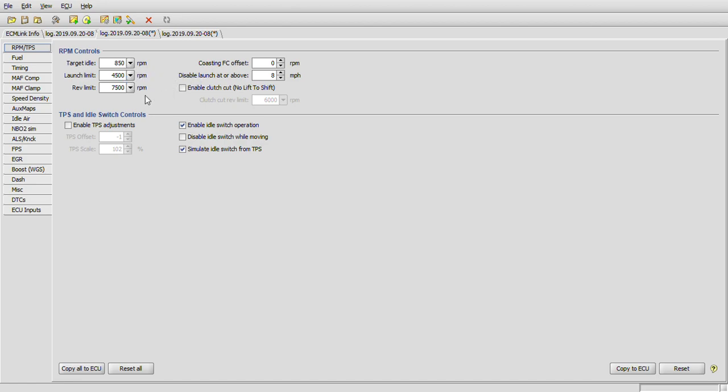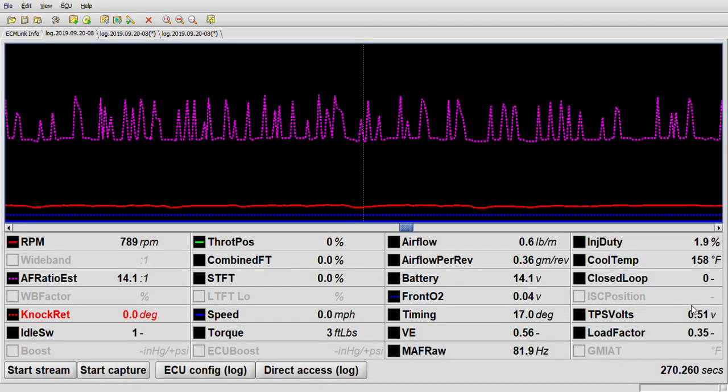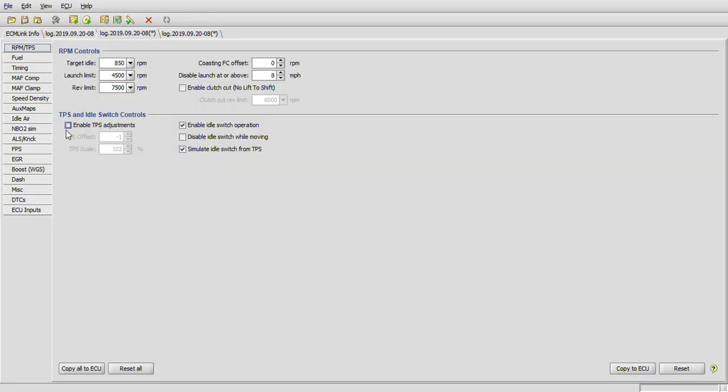We're above that. Again, we can enable the TPS adjustment as far as getting our TPS voltage in line and possibly our throttle position. Don't know on that one yet, but either way, we need to get some TPS adjustments done there.